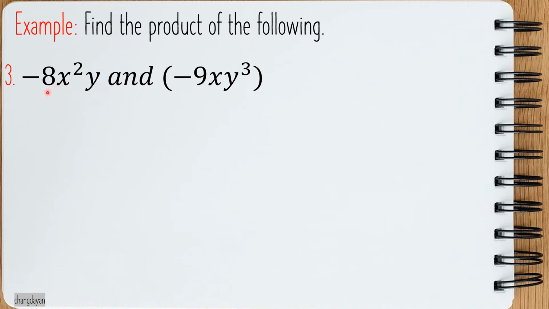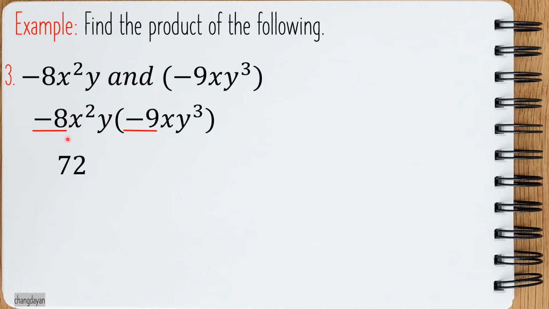Next, we'll have negative 8x squared y and negative 9xy cubed. Unang gagawin, multiply natin ang numerical coefficient na negative 9 and negative 8. So, pareho silang negative, ibig sabihin ang ating sagot ay positive. So, negative times negative is positive. And you'll have here positive 72.